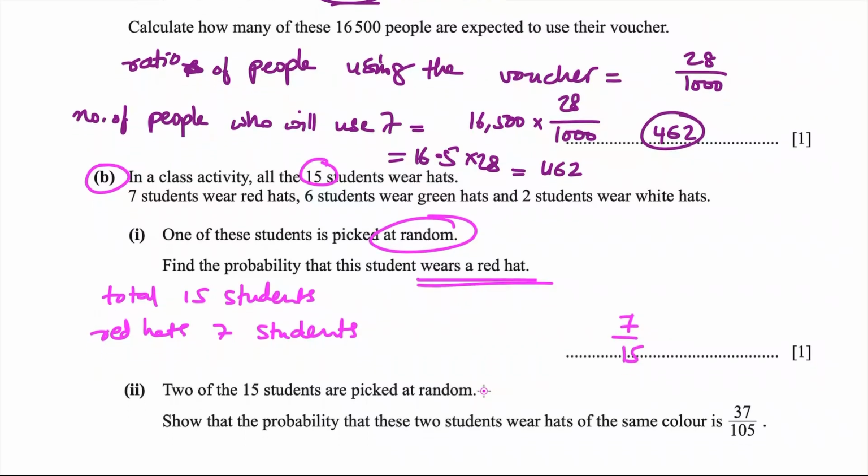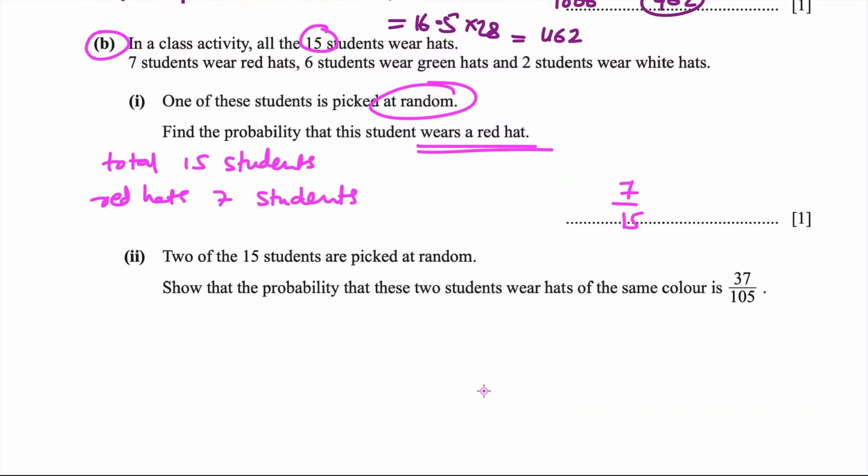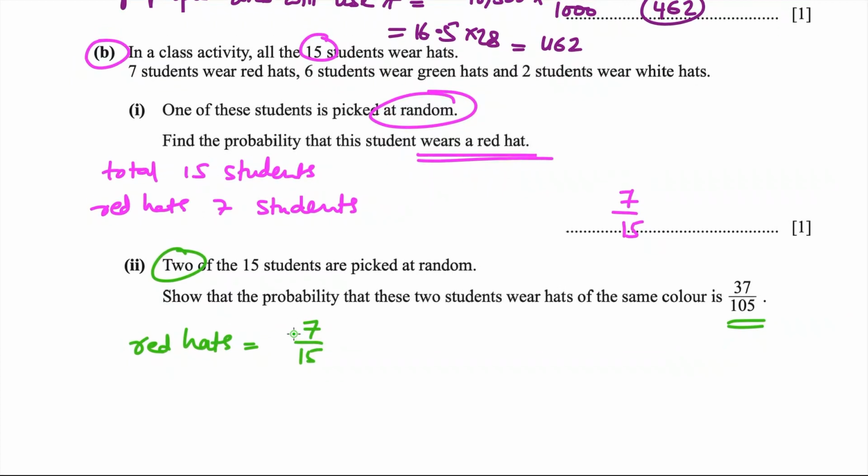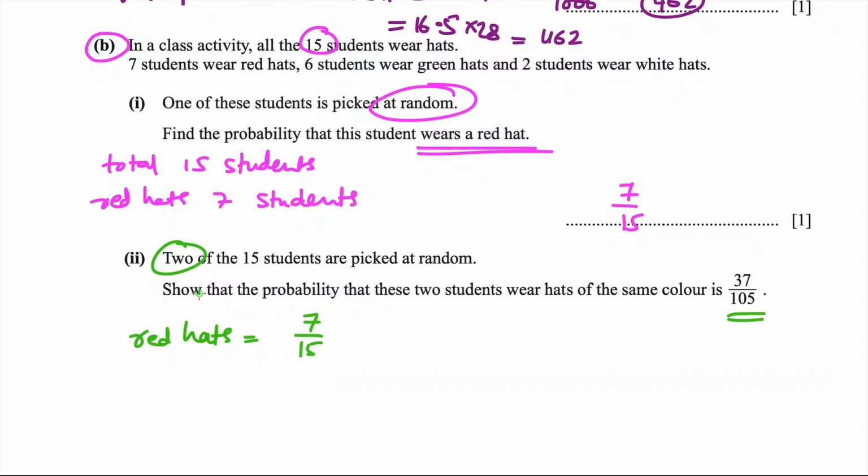That's it. Now again, the second bit. 2 of the 15 students are picked at random. So now we are picking 2. Show that the probability that these 2 students wear hats of the same color is 37 by 105. So the probability that they both wear red hats. What is the probability that the first student will wear a red hat? 7 by 15. And now, once it is 7 by 15, how many students are there now? 14 students are there, and how many people have red hats? 6. So it is 6 by 14.